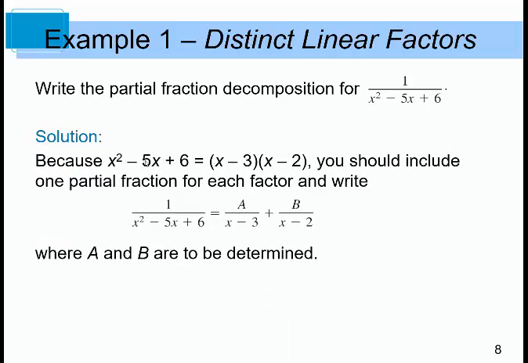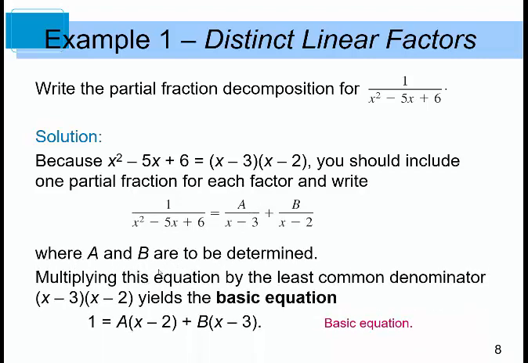All right, so the first thing we're going to do is factor it like this. You should include one partial fraction for each factor, and write it like this. So 1 divided by x squared minus 5x plus 6. Well, our factors were x minus 3 and x minus 2. And I'm going to put them over a and b. The thing is, I don't know what a and b are. I have to determine them.